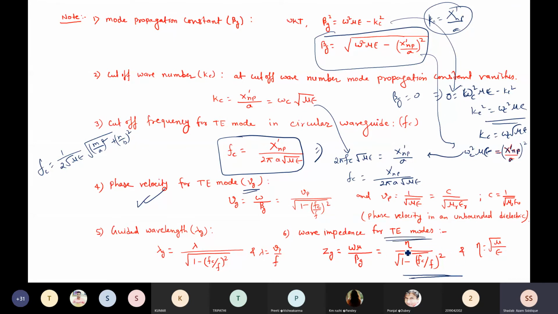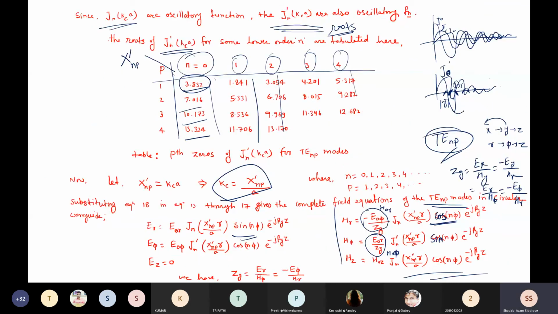Keep in mind that for TE mode Z is eta by root under 1 minus (fc by f) whole square. For TM mode, Z becomes eta into square root of 1 minus (fc by f) whole square, where eta is equal to square root of mu by epsilon. For intrinsic impedance in free space, eta is equal to 120 pi, that is about 377 ohm. You can go through these formulas.